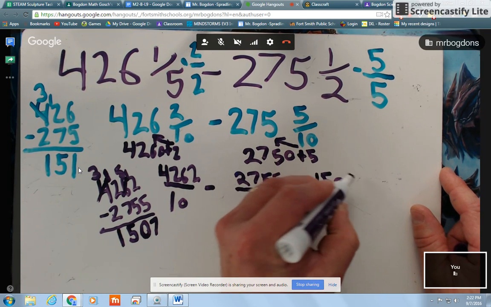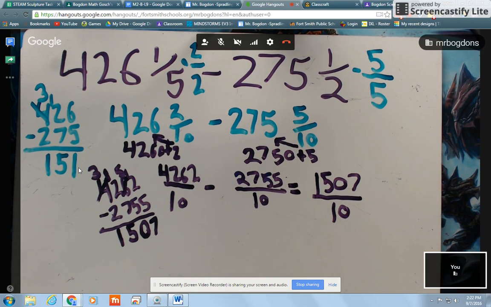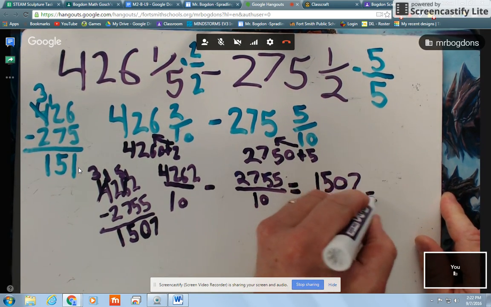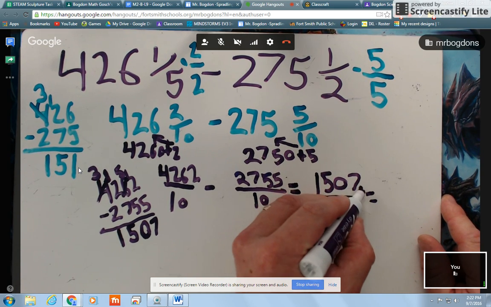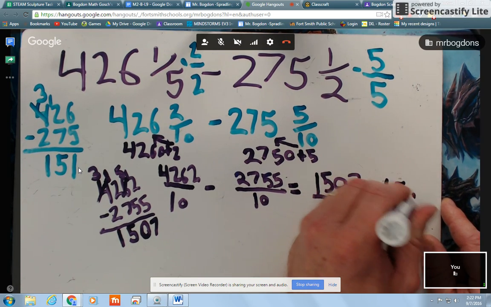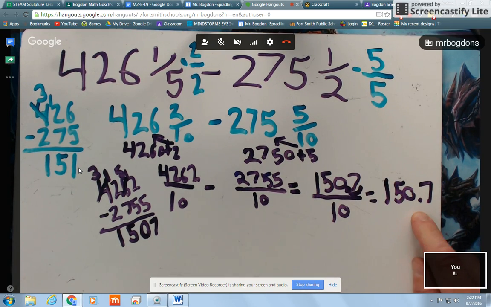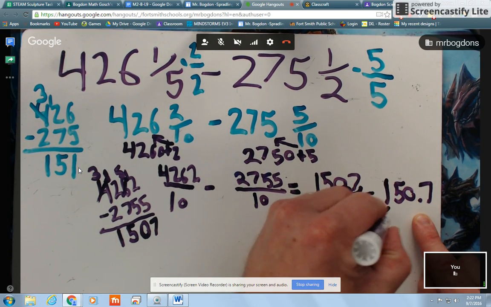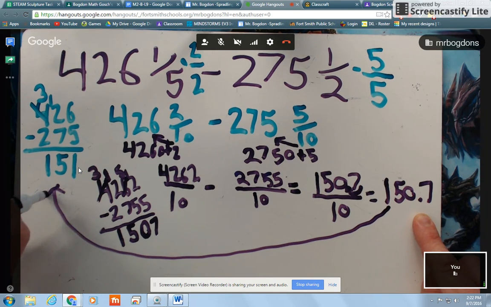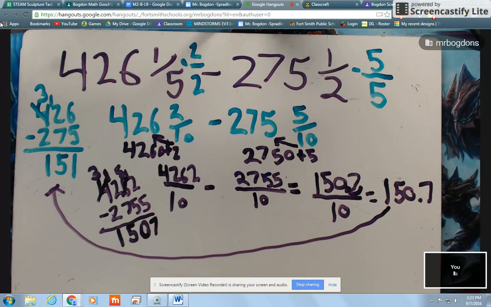So now I've got 1,507 divided by 10. If Mr. Dahl worked when I multiplied, it also works when I divide. My decimal's right here. I'm dividing by 10. I move it one place to the left. So my final difference, answer to the subtraction problem, is 150 and 7 tenths. How does that relate to my estimate? Is that pretty close? Yeah. That's really close. It's only 3 tenths off.